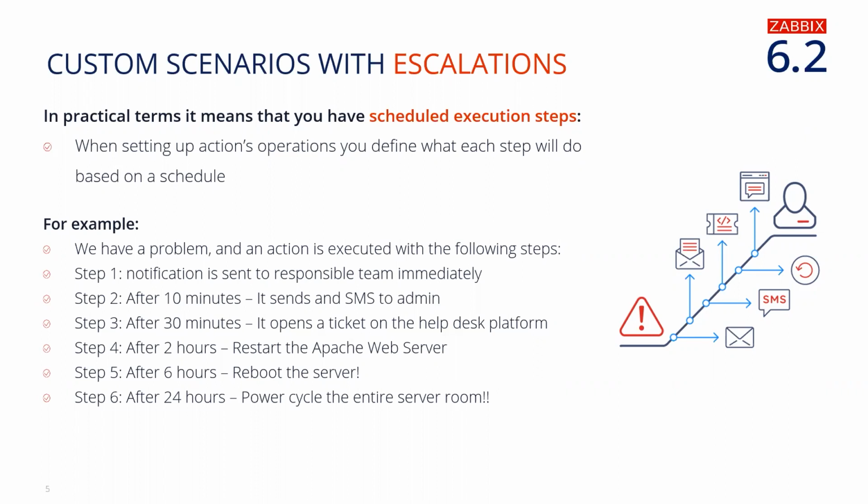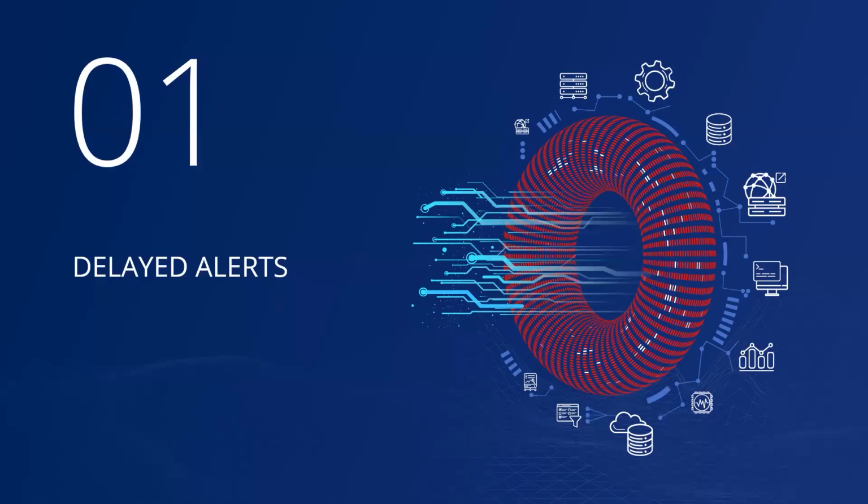And here, after 24 hours, if the problem is not resolved, if no one was able to solve this, we have a ticking bomb in this example, because after 24 hours, it's going to power cycle the entire server room. So it's really important that you know what you are telling Zabbix to do, because if that problem is still present after 24 hours, it's going to power cycle the entire room, and it can bring more bad than good in the end. So about these custom scenarios, let's see some examples.